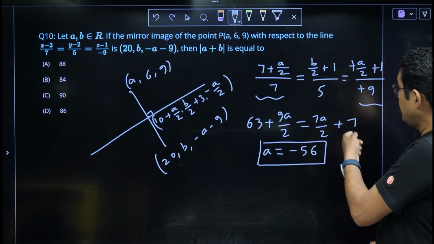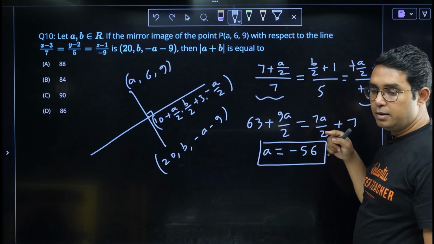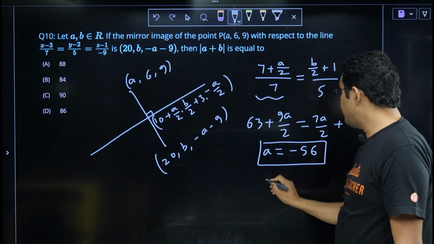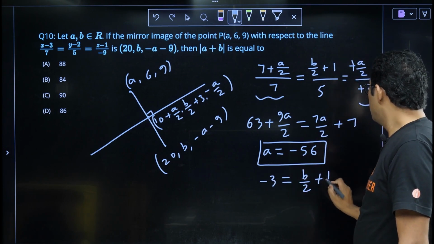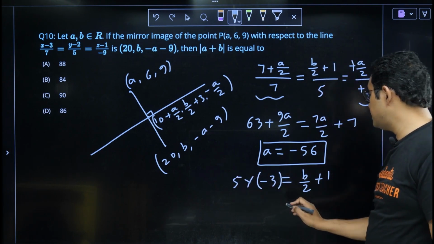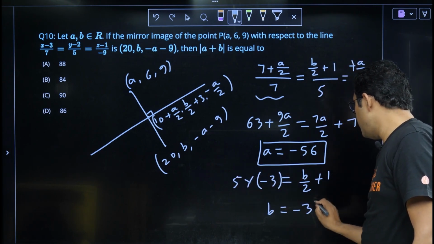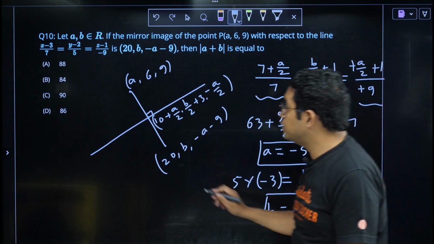And if I put this A here, I think 7 minus 28 is minus 21 upon 7 is minus 3, is equal to B by 2 plus 1 by 5. So this 5 will be multiplied here. So minus 15 minus 1, minus 16. So B will be equal to minus 32. So A and B are like this, and we are looking for A plus B. So answer for this question should be 88.